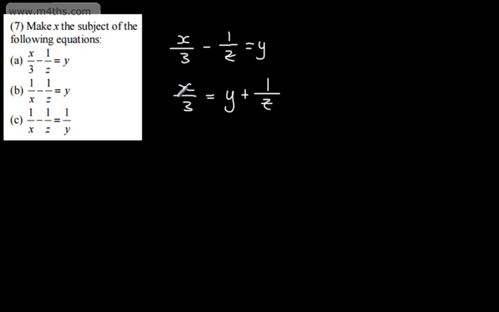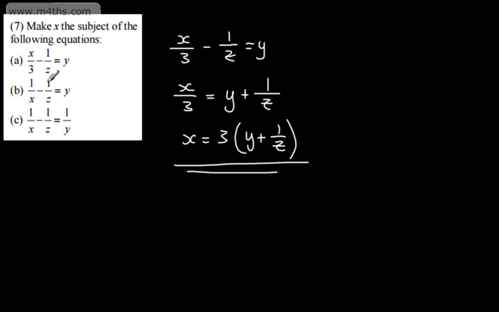I can see x is divided by 3, or multiplied by a third, so I need to do the inverse of that, as we've been doing throughout. When we're doing the inverse, we're just doing the opposite operation. Multiply both sides by 3 and we're done.